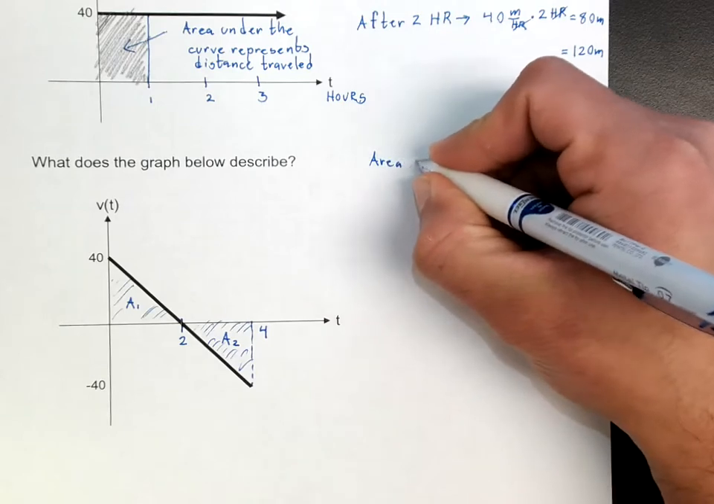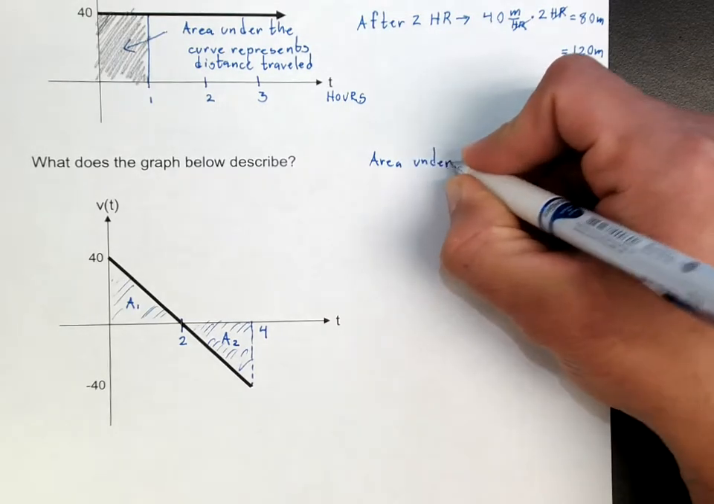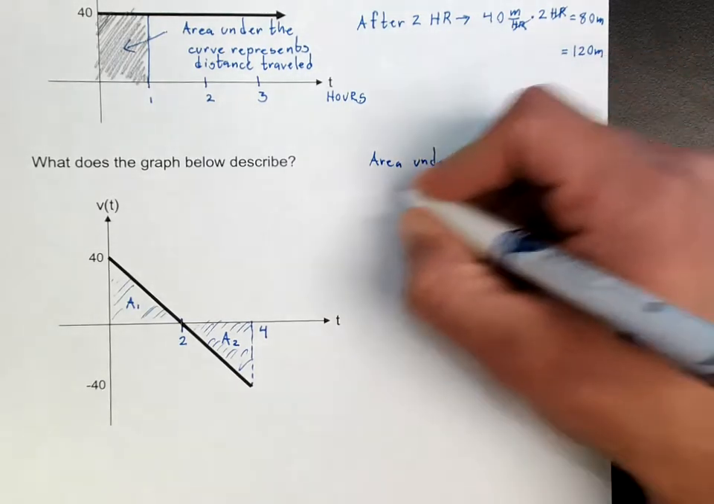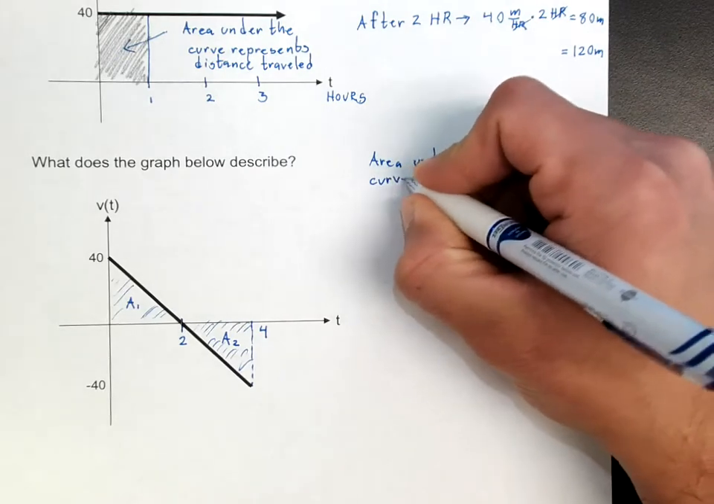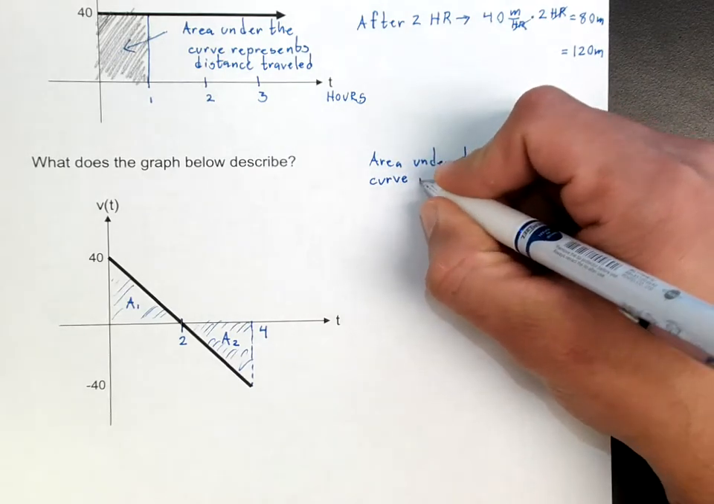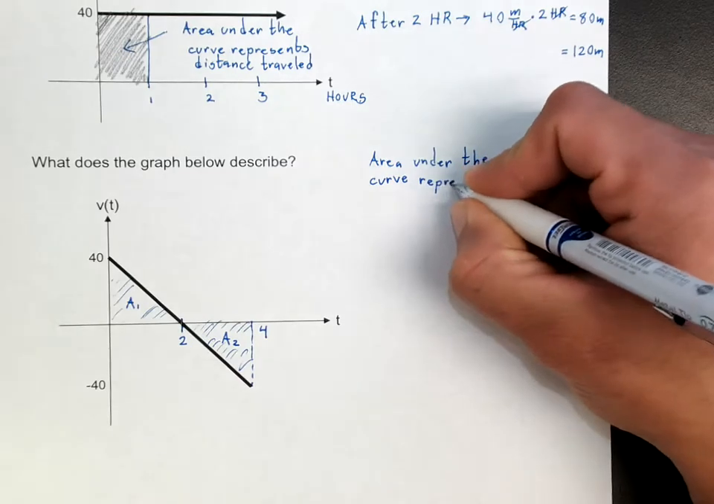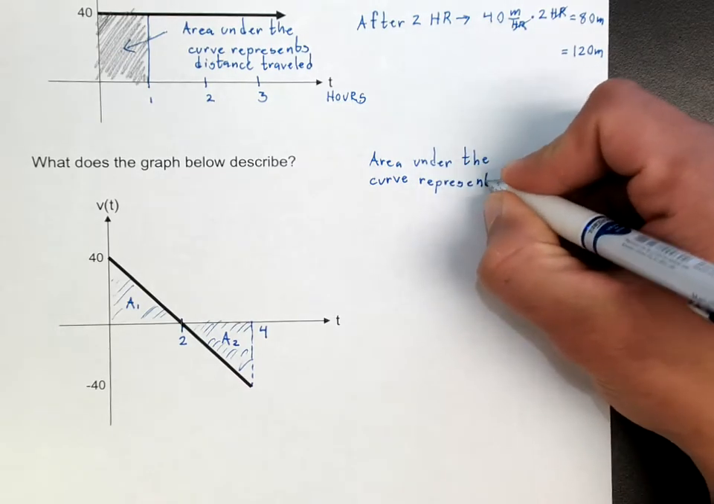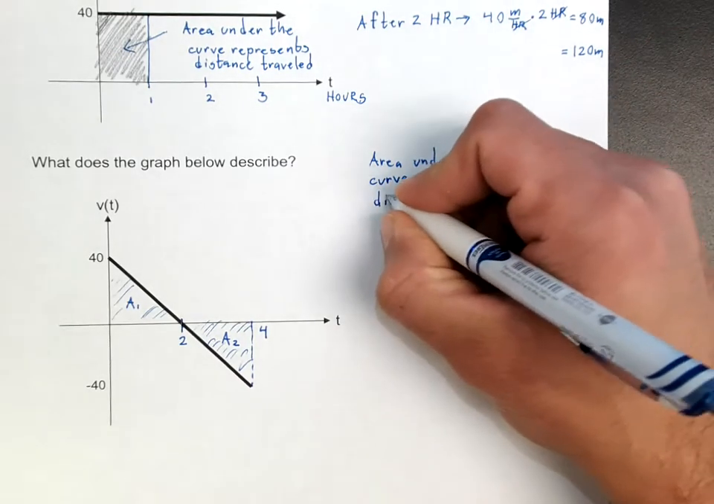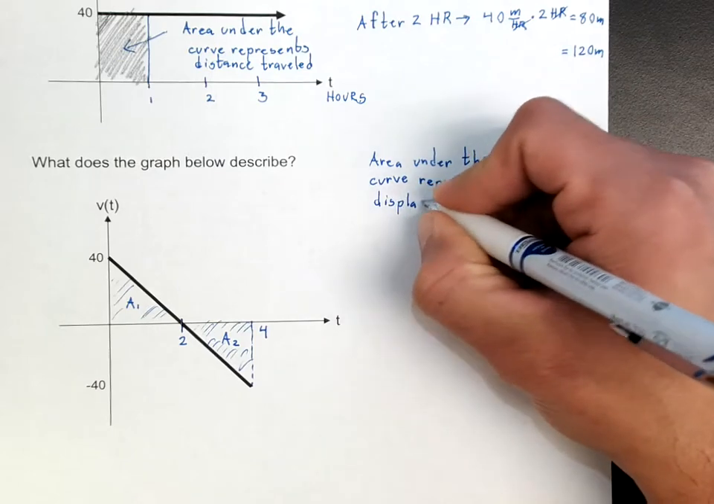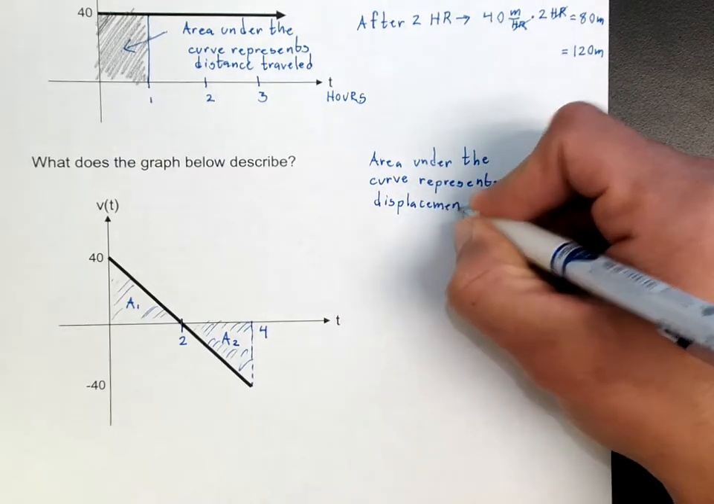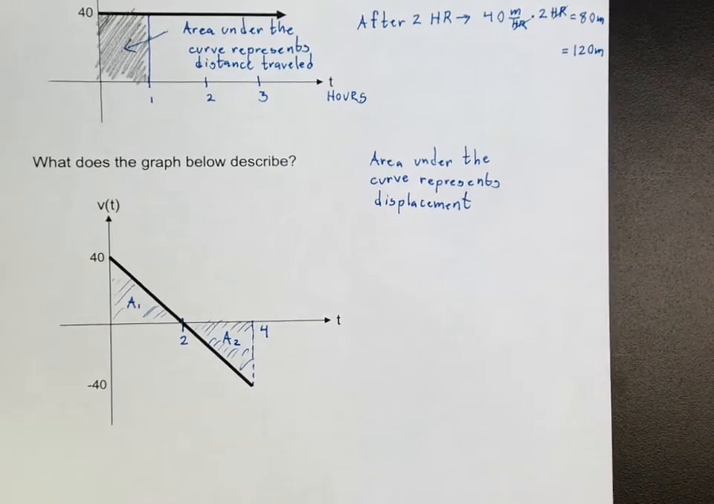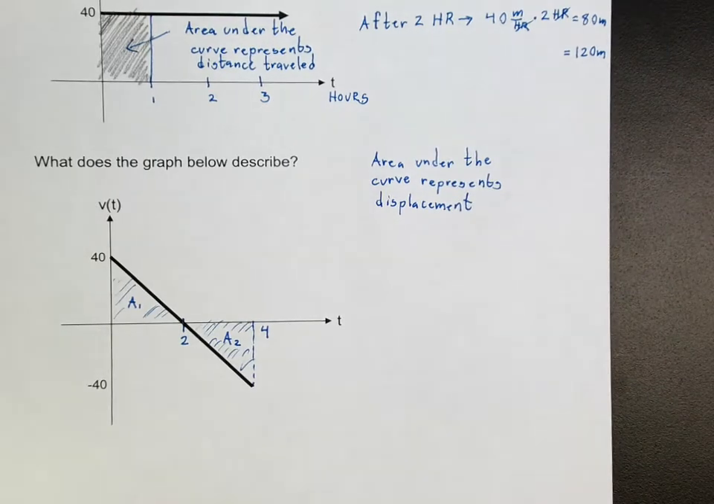The area under the curve represents displacement. Now we're actually seeing this happening graphically, but if you remember, if we had a displacement function and we take the derivative of that, we get the velocity. So in this case, we're actually going backwards. Now, on this graph, that's represented by the area under those curves, all right?